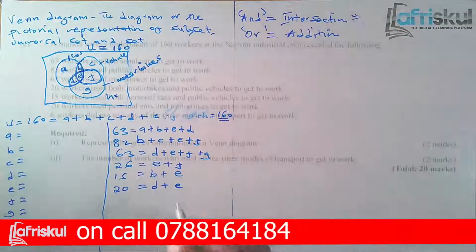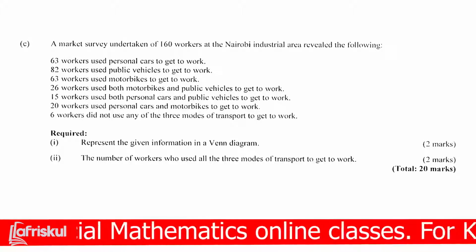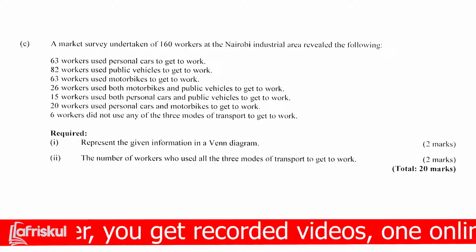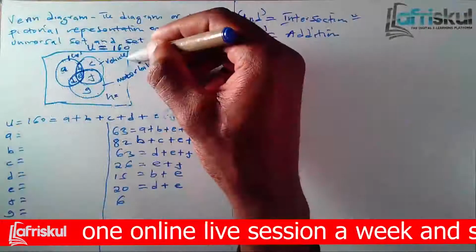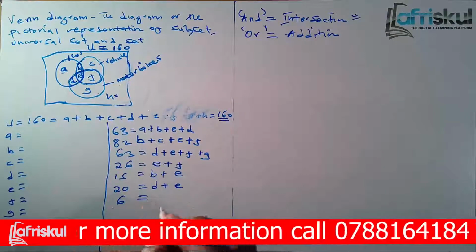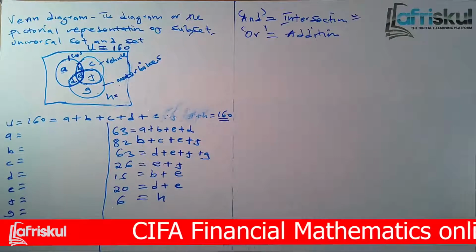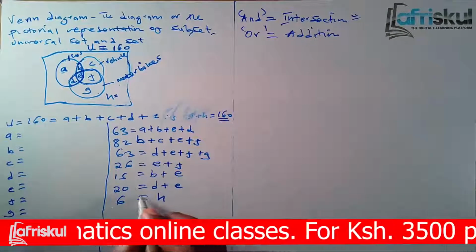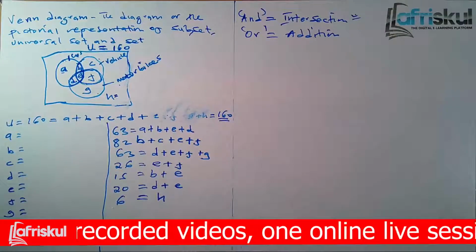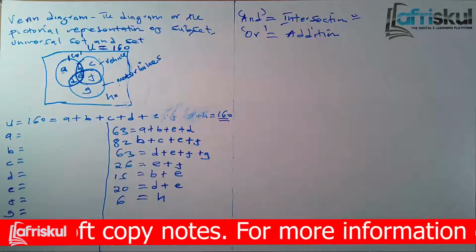And finally, the examiner is telling us 6 workers did not use any of the 3 models of transport to get to work. I told us before that H always represents those people who don't use anything. Therefore, 6 is represented by H. Now, when you are there, everything is simple. You can go on and calculate and find all the unknowns.